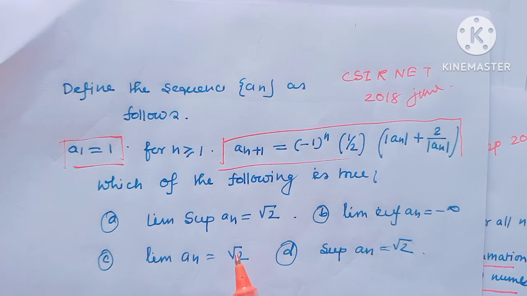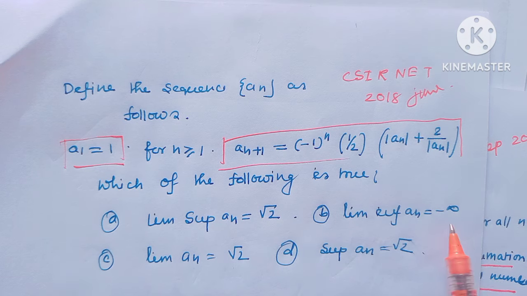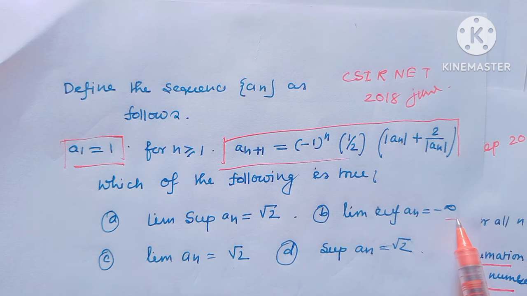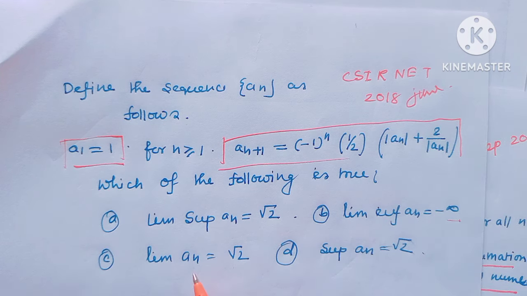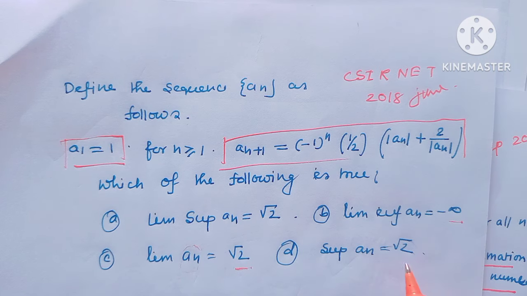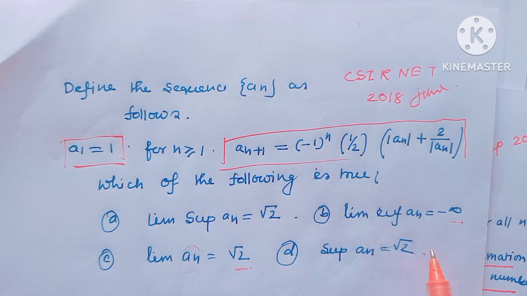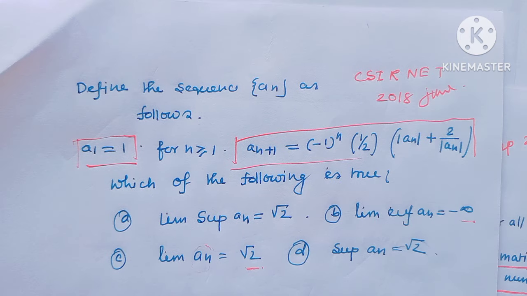Option 1: limit superior of an equal to square root of 2, limit inferior of an equal to minus infinity. Limit of the sequence an is square root of 2 and supremum of an is square root of 2. Now let me show which of the following is true.